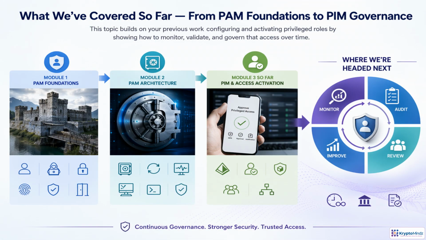We've already built the foundation: why privileged access matters, how PAM controls protect credentials and sessions, and how PIM enables just-in-time activation with approval and MFA. Now we shift into operations: monitoring activity, auditing evidence, reviewing access, and continuously improving privileged access governance.